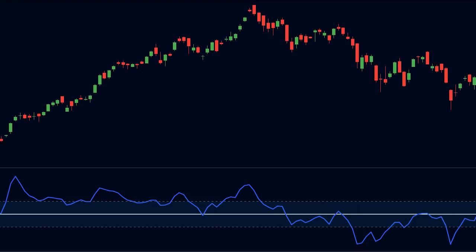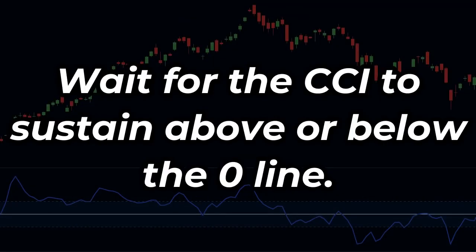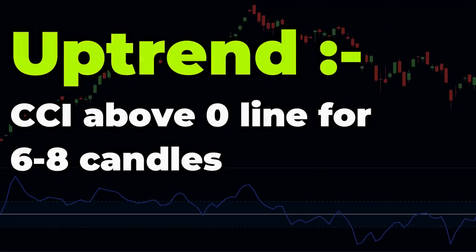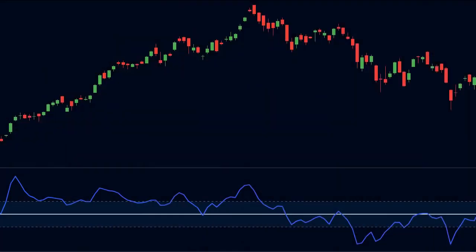Because sometimes the CCI may pull back to the zero line to continue the downtrend. Therefore, a good approach will be to wait for the CCI to sustain above or below the zero line to confirm an uptrend or downtrend. So, we will only consider the price to be in an uptrend if the CCI has been above the zero line for about 8 to 10 candles.